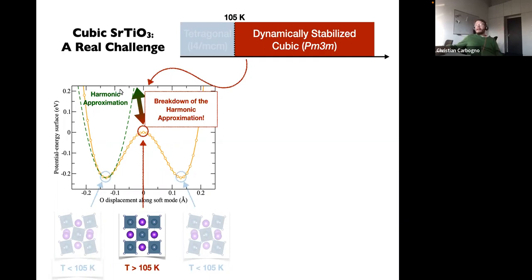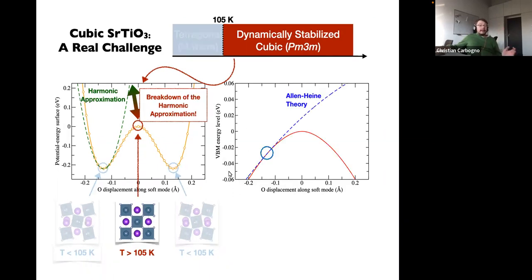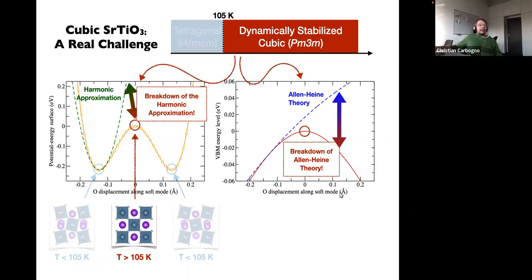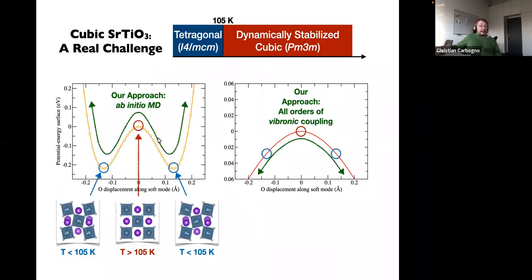And in the very same manner, if we look at how, for instance, the valence band maximum energy changes as a function of this displacement, we see that the Taylor approximation works nicely down here if we are in one tetragonal minimum. But if we're far from it, it will not work anymore. So we have to fully account for the motion in this anharmonic potential. This is done via ab initio MD, and for the vibronic coupling, so for the explicit wave function dependence along this molecular dynamics.